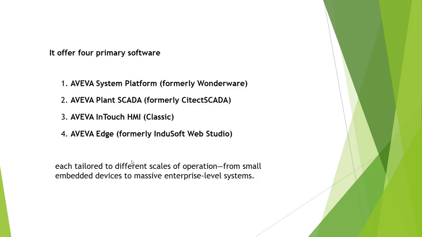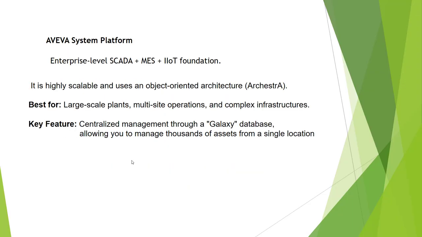Okay, each serves different SCADA operations, from small devices to large enterprise level systems. First one, AVEVA System Platform, is for enterprise level SCADA. It's highly scalable and uses an object-oriented architecture, ArchestrA, best for large SCADA plants. Also, we use a classic database, similar to Wonderware System Platform. You can manage thousands of systems from a single location.